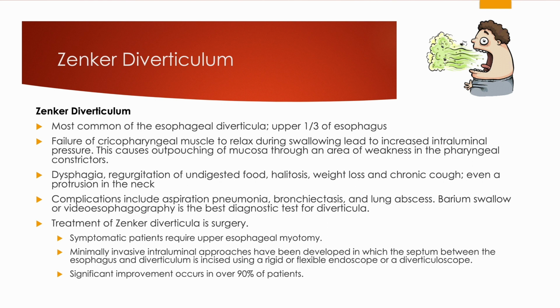I don't know if you've ever tried to blow up a balloon where you're blowing, and all of a sudden, whoosh, the balloon inflates. And so once that pressure threshold is surpassed, then you get that outpouching. So you get essentially this separate little pouch at the back of the oropharynx between the cricopharyngeal muscles. It becomes an area of weakness, and you get this little pouch.